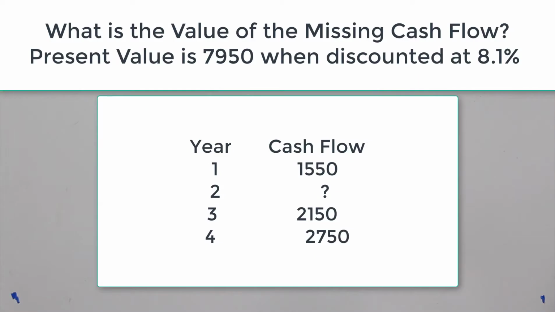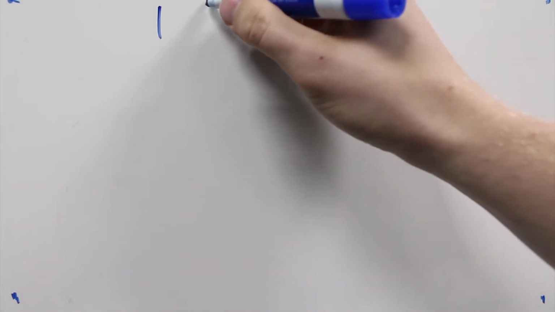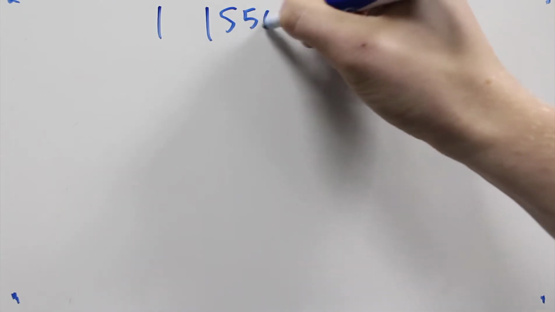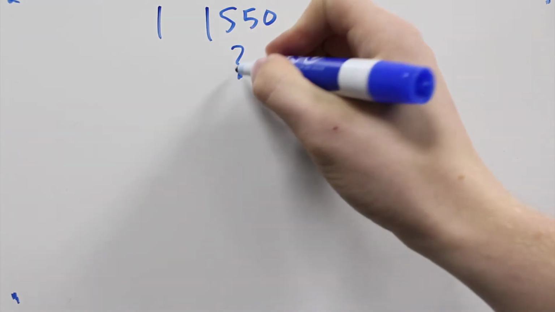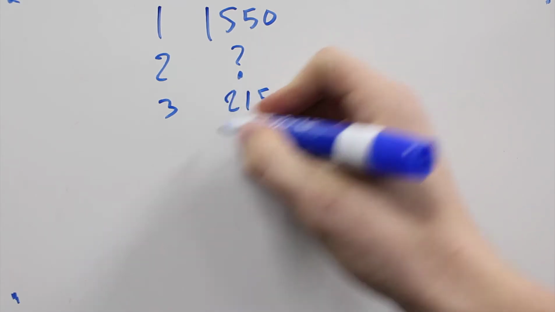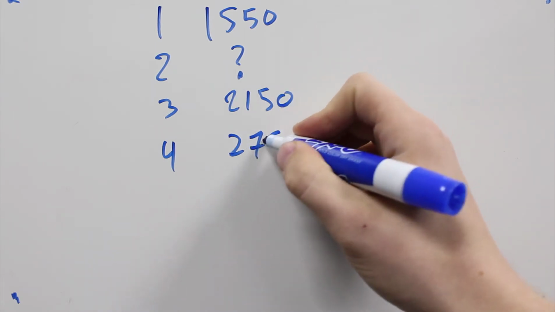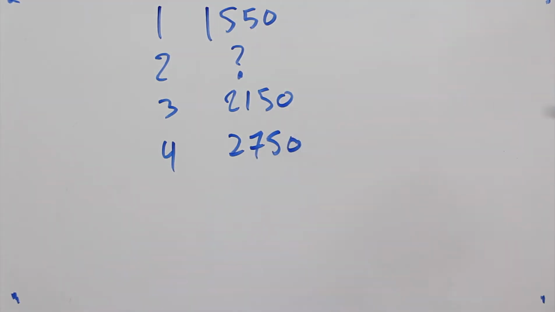It says, what is the value of this missing cash flow? And we have the present value of all of the cash flows together is $7,950 if we discount at 8.1%. And so I'm going to write it up here. We have year one, cash flow is $1,550. Year two, we don't know, right? Year three, we have $2,150. In year four, we have $2,750. Oops, I left it up to zero. $2,750. So these are our four cash flows, well, our three and then an unknown one.